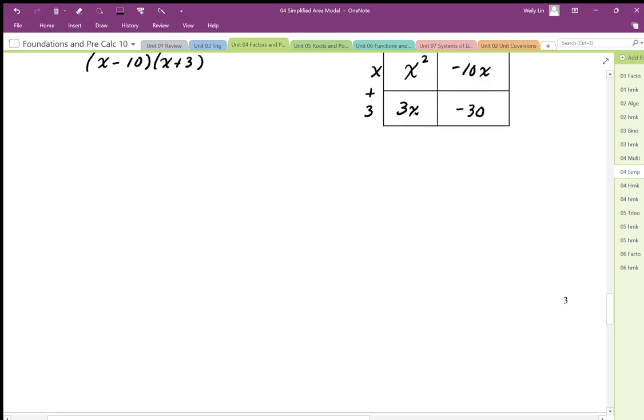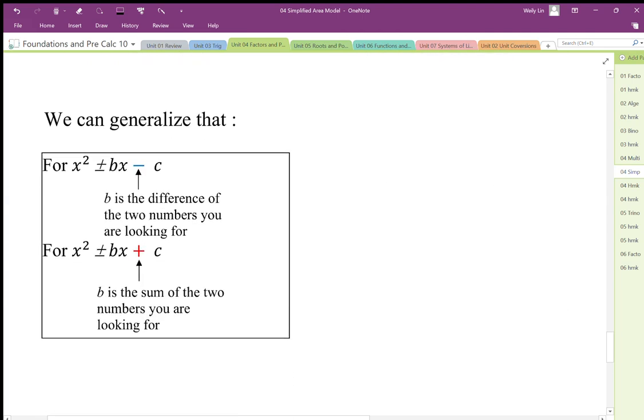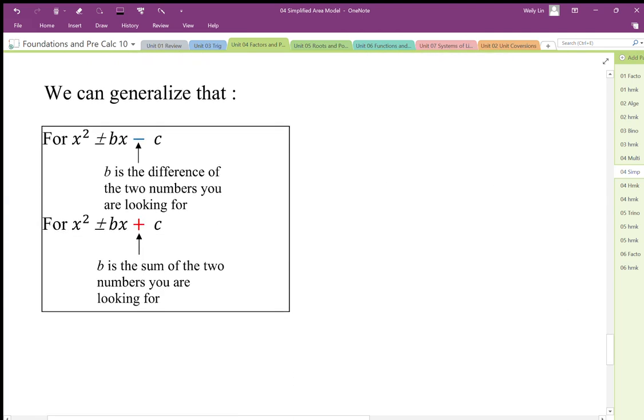So when we look at this, we can start generalizing some things. If we have a negative term, -c, a constant term, we know that the two numbers must be a difference because one factor must be positive, one must be negative. If we have a positive term for c, we know that they both have to be either positive or negative to give us the plus c.